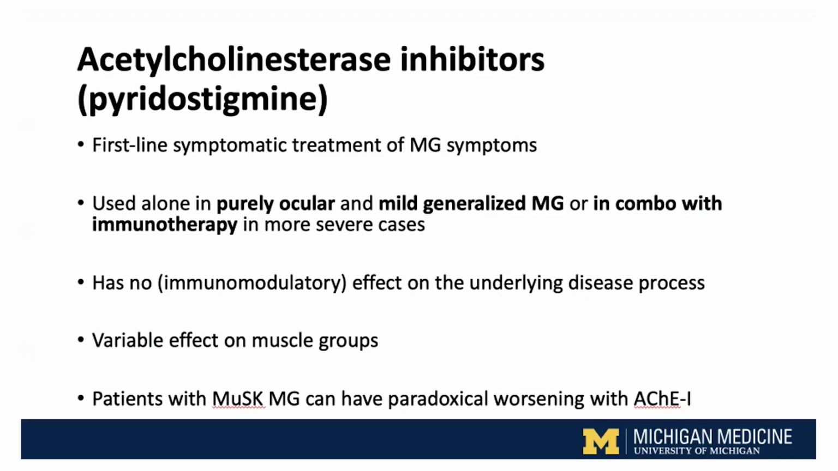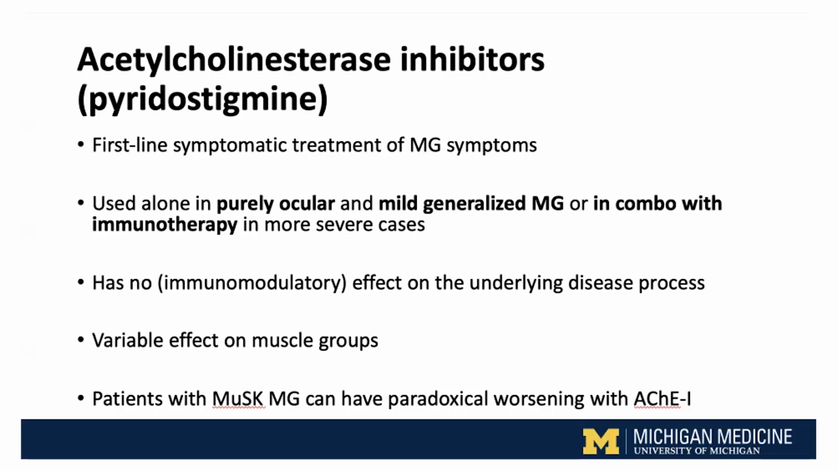First, we're going to talk about pyridostigmine or acetylcholine esterase inhibitors. This is the symptomatic treatment, right? The mainstay of treatment here in the United States for myasthenia gravis. It's usually used first line in all cases, but particularly can sometimes be used only in purely ocular cases, just depending on how someone responds to pyridostigmine.